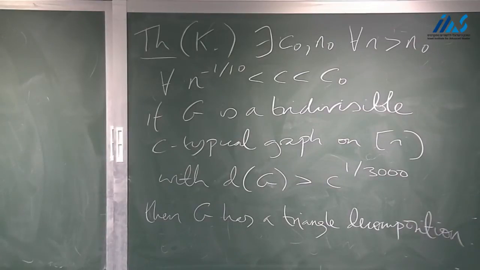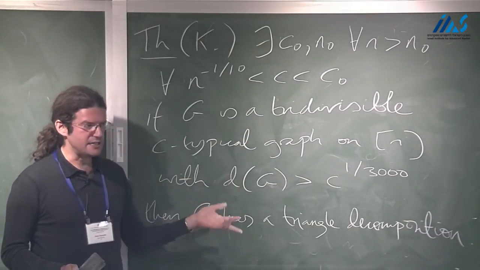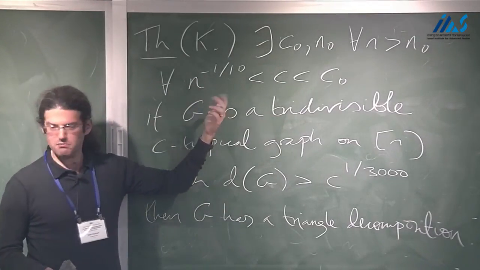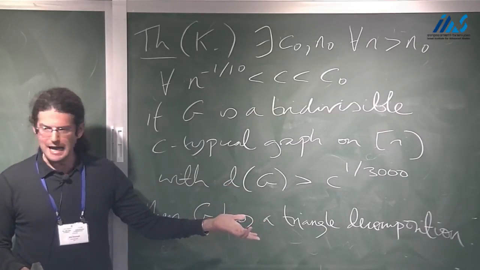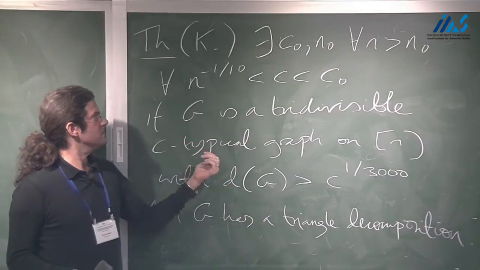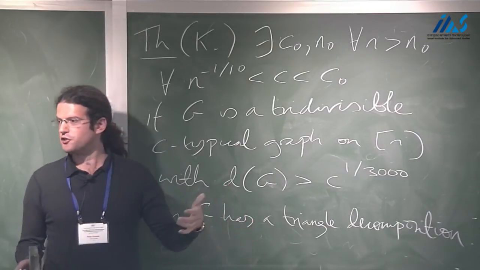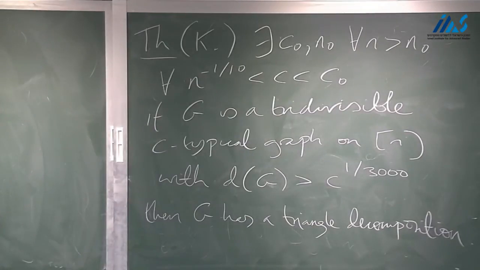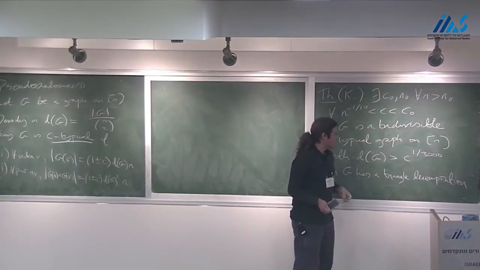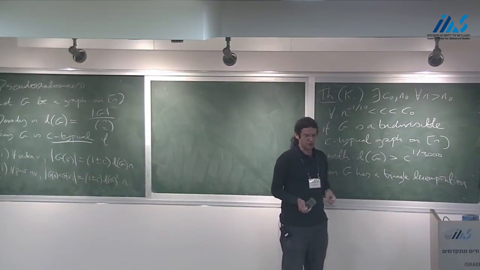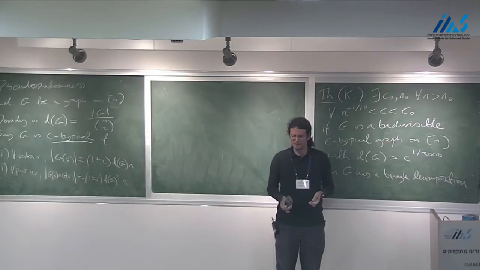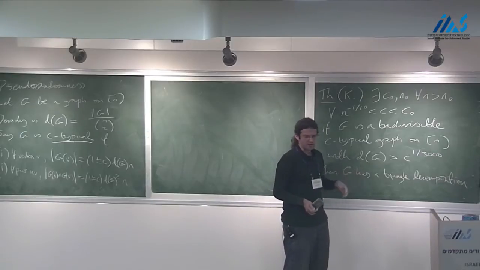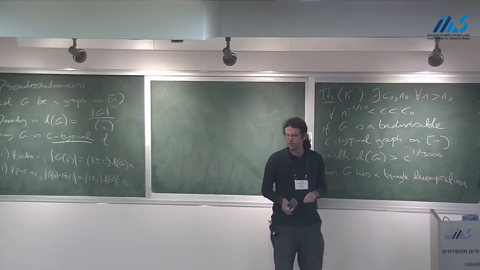So what I should really have written is that if the density of G is at least n to the minus 1 over 30,000, and G is density to the 3,000 typical, then it holds. How small? You wouldn't expect it to be true for n to the minus a half, because you can make random graphs of that kind of density. But I don't really know what the right threshold should be.